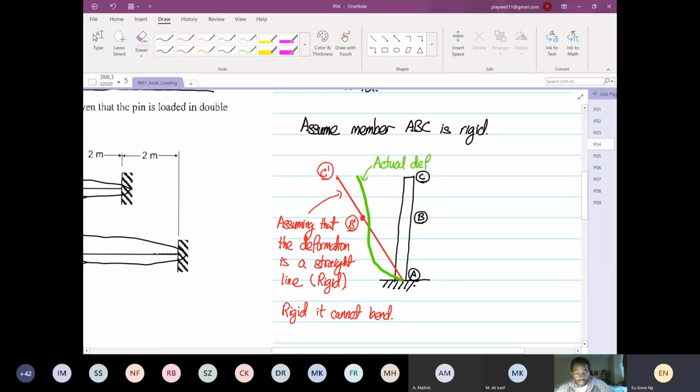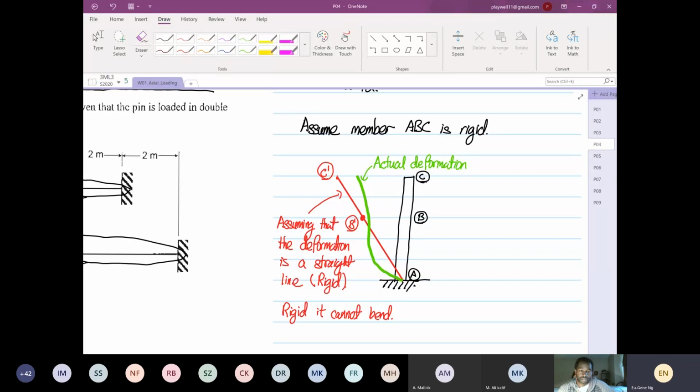Okay. So for now, as we are in today, we're just going to assume rigid. In probably the 8th or 9th week, you are able to calculate the actual deformation. So let's start from something simple first. So you all see the difference, right? So as rigid, we assume that the deformation is a what? It's a straight line.